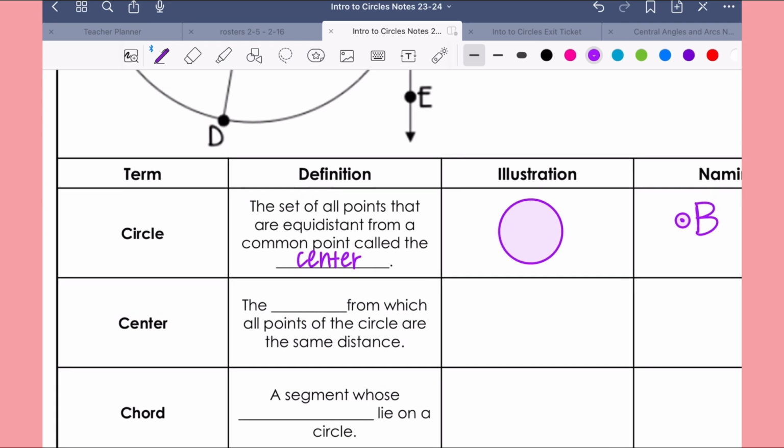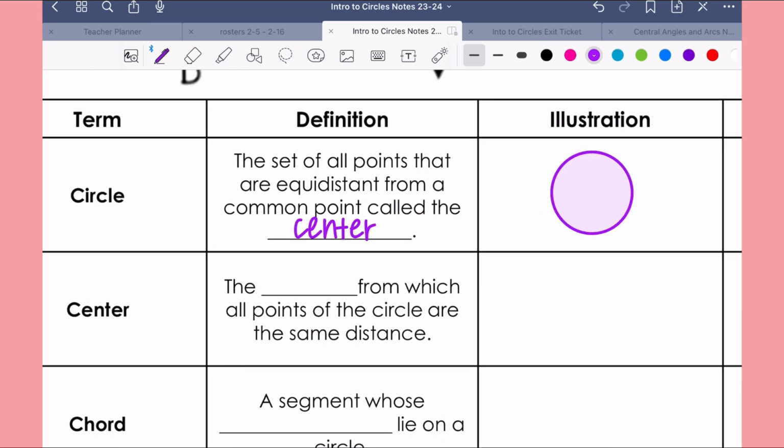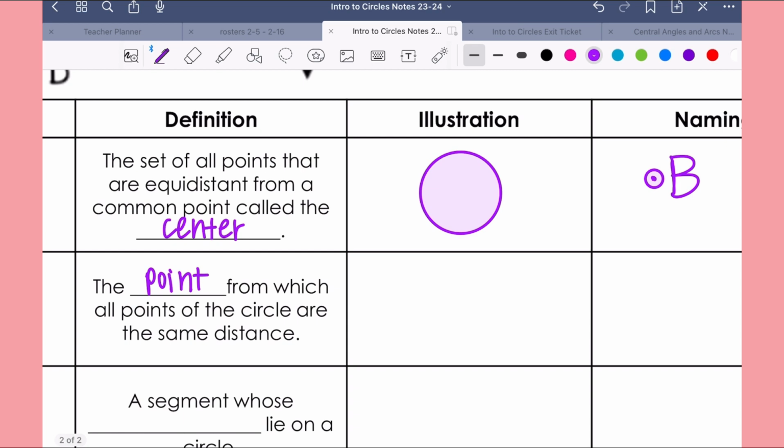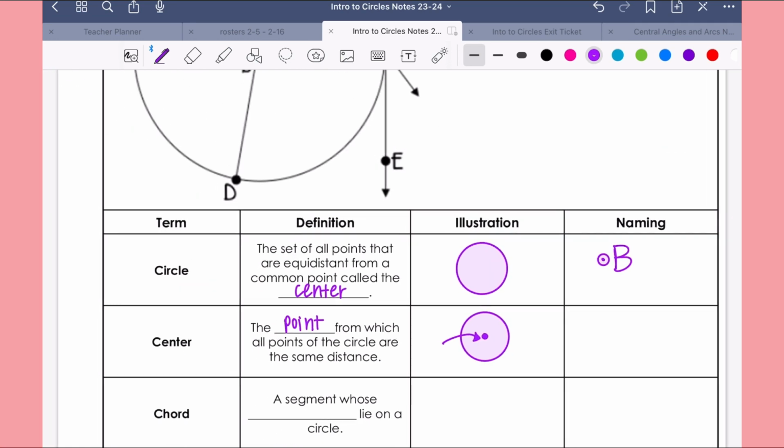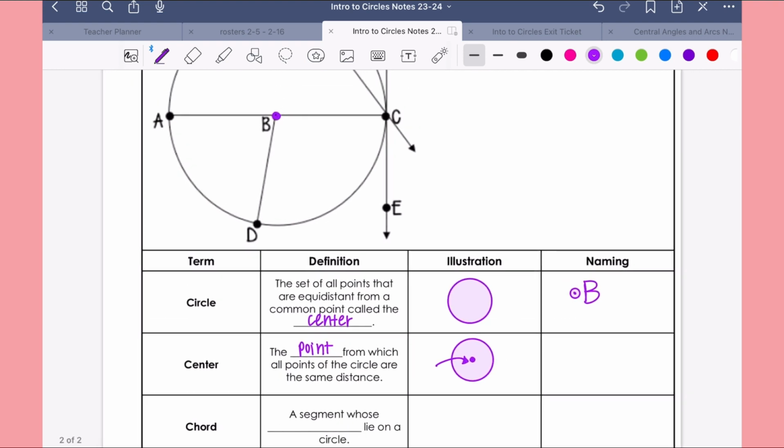All right, and then that leads us to the next word, which is center. That is a point from which all the points of the circle are the same distance. So again, the center of a circle is here, and it's the same distance to the edge of the circle, okay? How do we name points? We just use a capital letter. So the center here is B, so it would just be B.